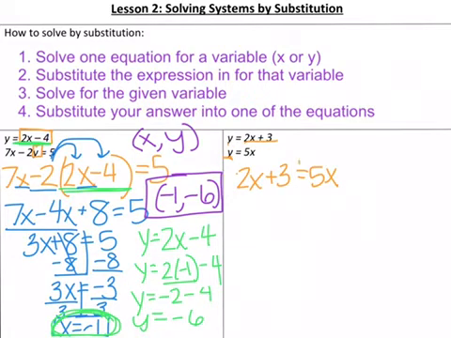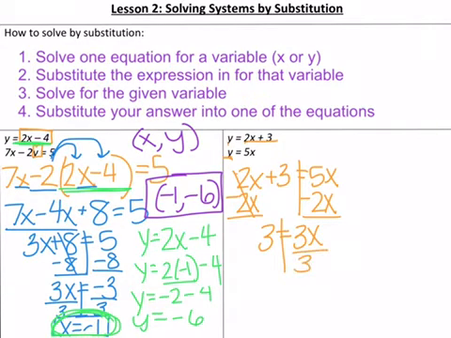So I just have to move my variables to the same side. I'm going to move my 2x by subtracting it over to the right side of my equation, and I am left with 3 equals 3x. It's a one-step equation now. All I'm going to do is divide by 3, and I'm left with 1 equals x. So that is half of my answer. So we have gone and done steps 1, 2, and 3 pretty simply.